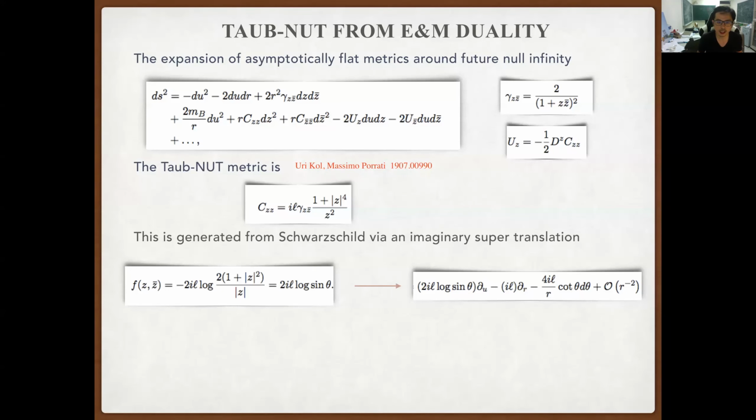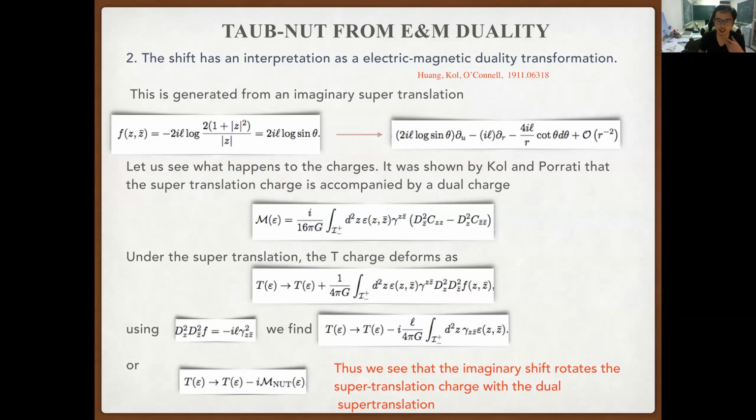Using this, we've identified that if you take this imaginary shift and act on the charges, since we already identified that this shift relates Schwarzschild to top-knot, you exactly see that this generates the electromagnetic transformation, where the electric charge is the original supertranslation charge, and the magnetic charge is the dual supertranslation charge, which I give in terms of M, so that is given as a function that acts on the C.